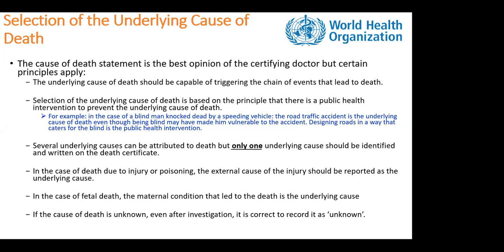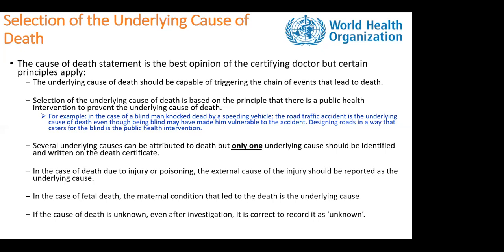Two, selection of the underlying cause of death is based on one key principle, that there is a public health intervention to prevent the underlying cause of death. And Edwin also actually explained this as well. For example, if a blind man is knocked dead by a speeding vehicle, the road traffic accident is the underlying cause of death, even though being blind actually made this guy vulnerable to the accident. When we talk to many countries and give them such a scenario, they say, yeah, what kick-started the event was the blindness. No, it is not. It is because the road network doesn't care enough for people who are blind. So the public health intervention there will be, can we make our roads safe for people with disabilities to use?